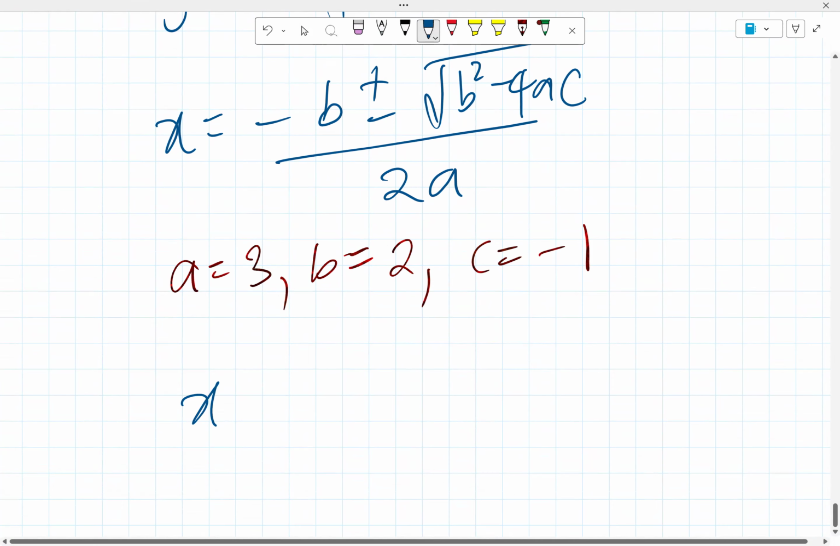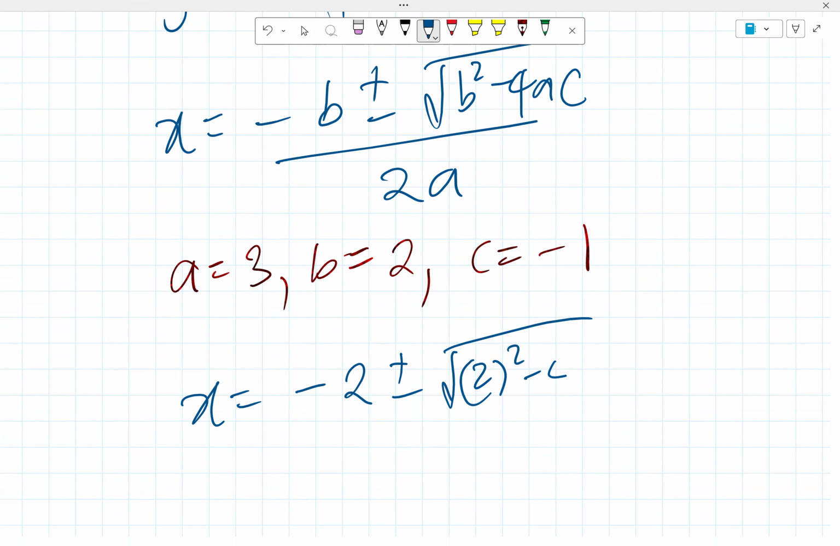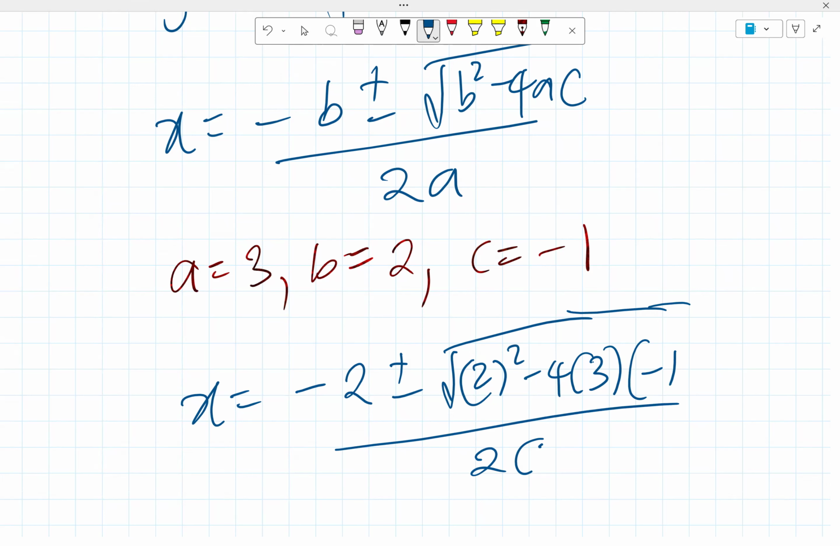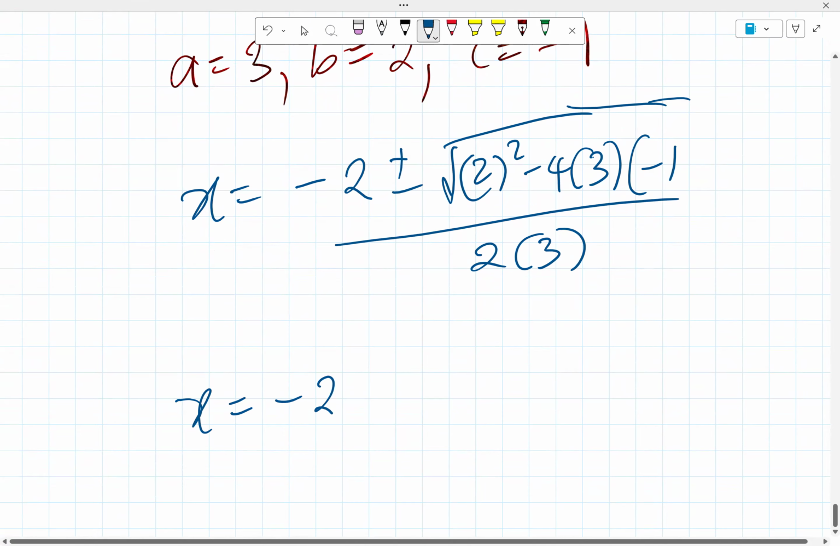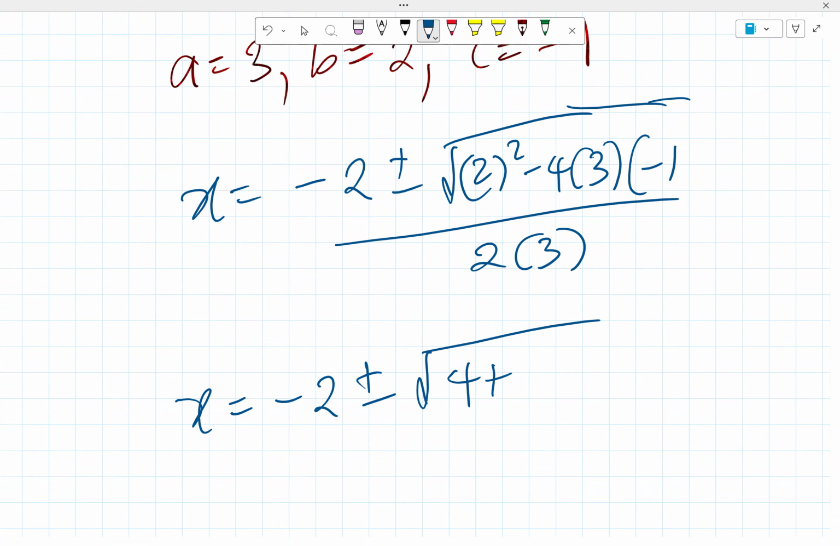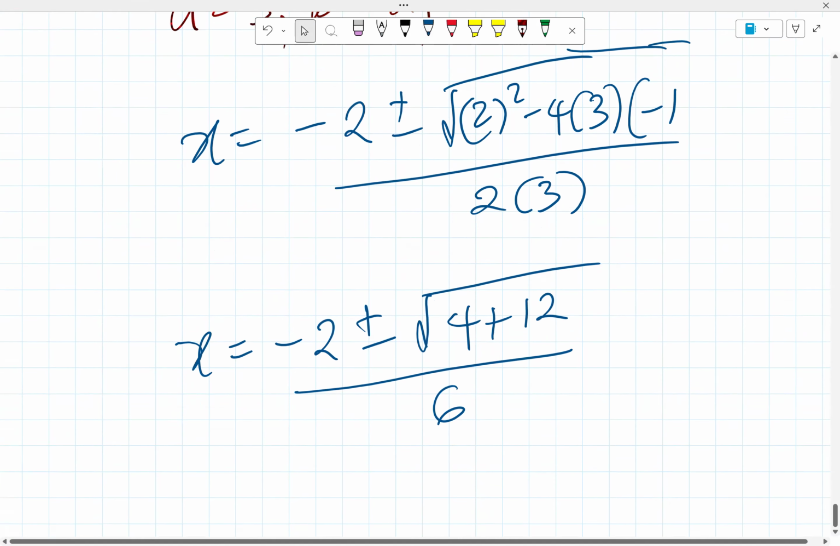So now we have x is equal to minus 2 plus or minus square root of 2 squared minus 4 into 3 into c, c is minus 1, all over 2 times a, which is 3. So we then have x equals minus 2 plus or minus square root of 2 squared is 4, minus and minus is plus, 4 times 3 is 12, all over 2 times 3 is 6, right?